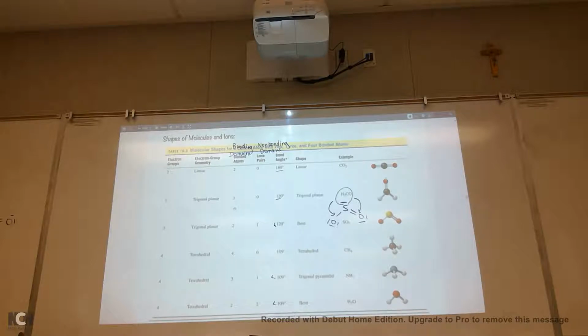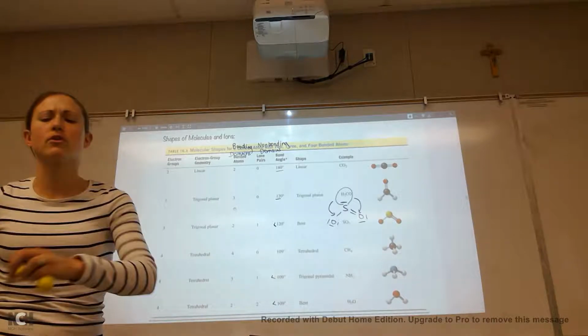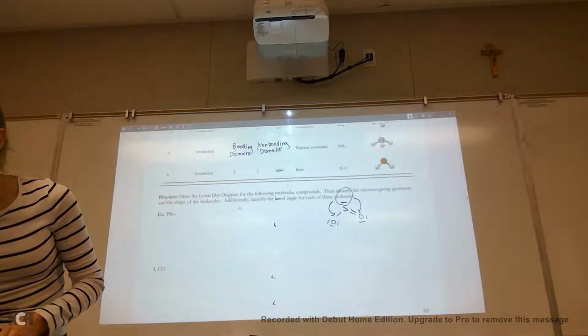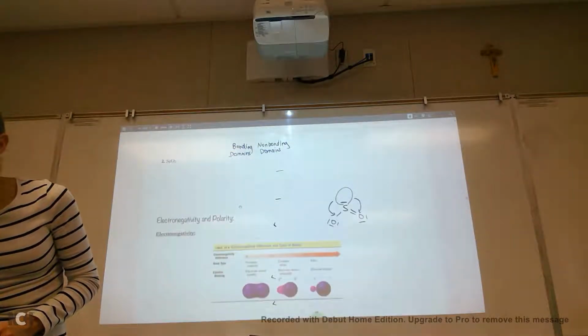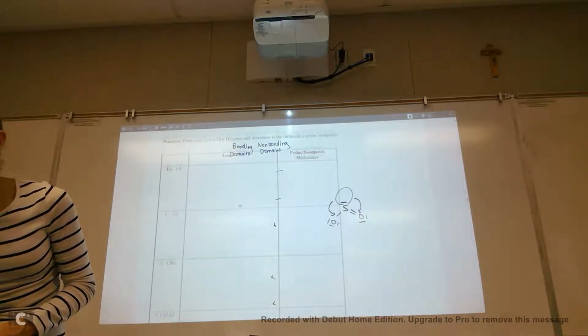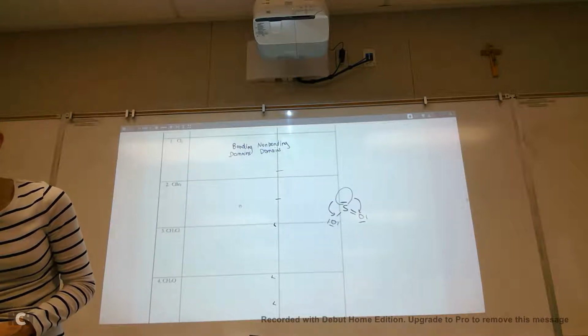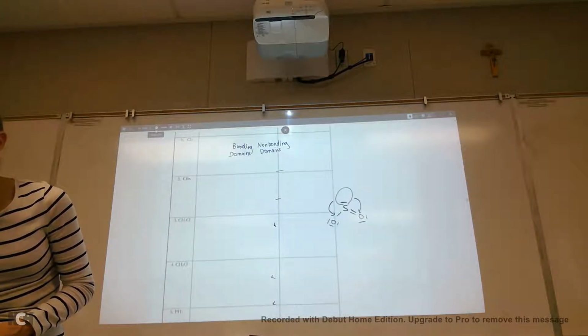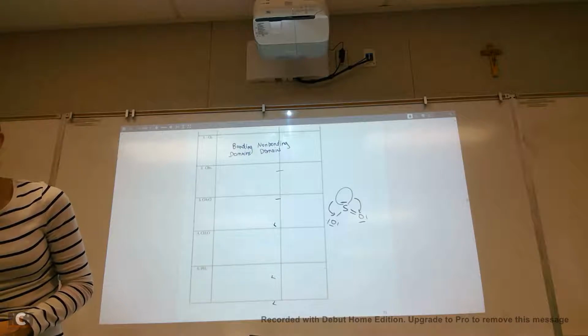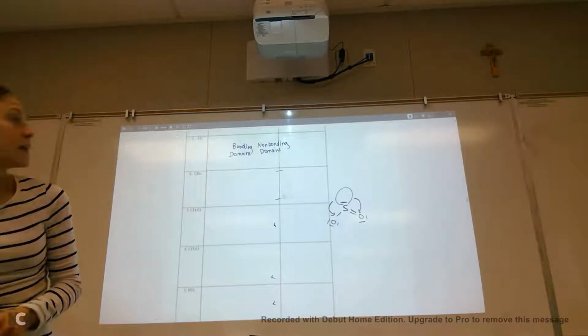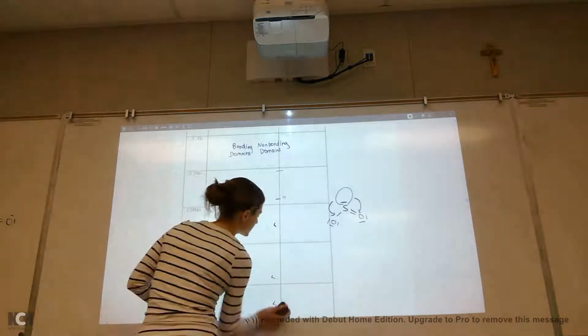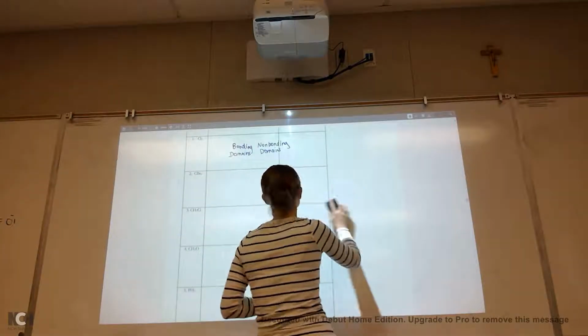Are we okay? All right, I'm going to add something. Actually, no. We're going to go over the polar and nonpolar, and then I'm going to add something. All right. Let's look at page 71. All right. Cl2, we had drawn it for your quiz. It looks like this.